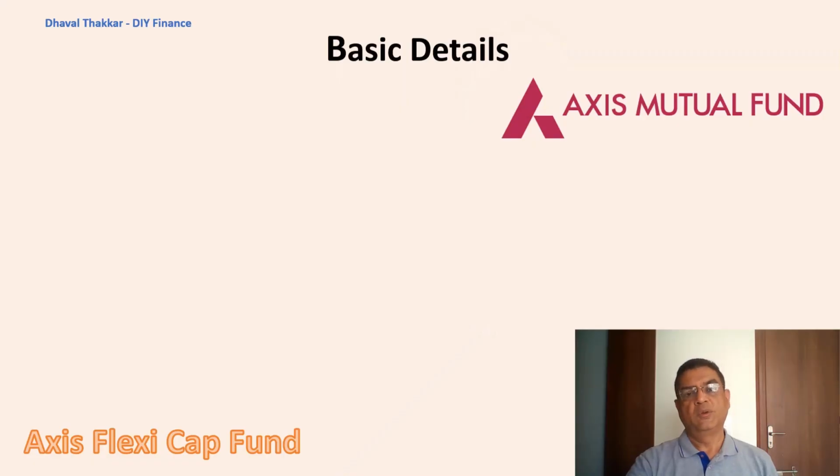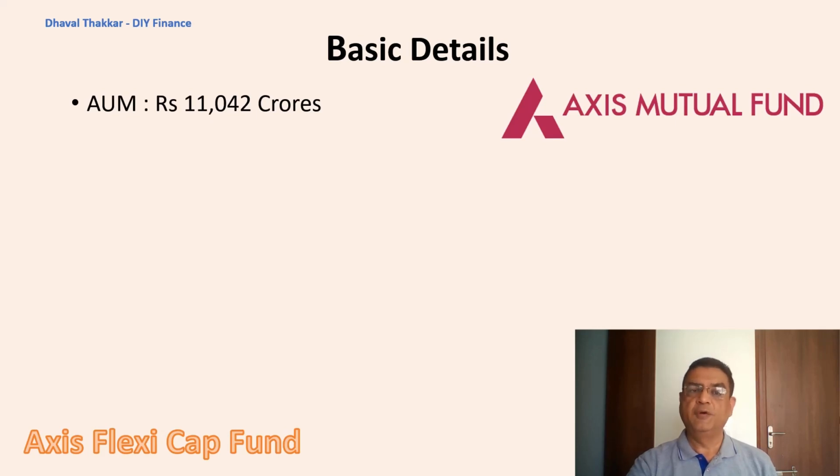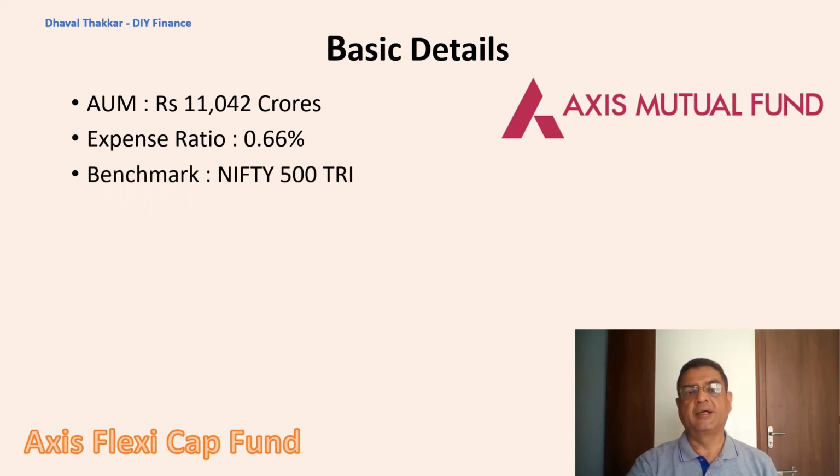So let's start the video with the basic details like the AUM, that is total asset under management, which is more than 11,000 crores, which in no way is a small AUM for a fund which is only 5.5 years old. That is, the fund was launched in November 2017 and indicates that quite a many investors have invested their money in the scheme. The expense ratio is 0.66%, which is a little on the lower side as compared to other schemes in the category. The benchmark index, that is the reference against which the scheme is compared, is Nifty 500 TRI. Now let's look firstly at the fund manager.